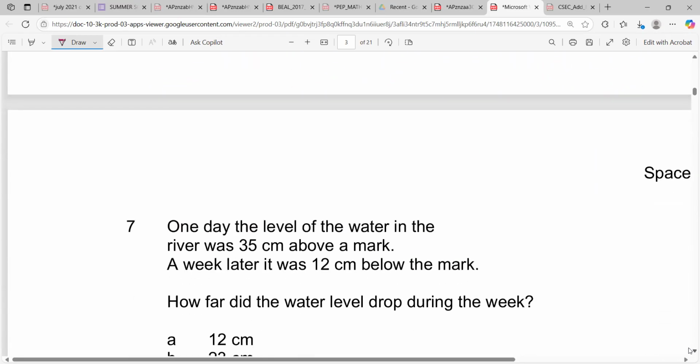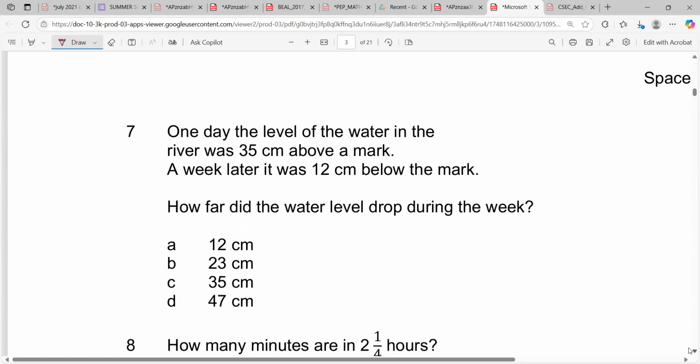For number 7, it says, one day, this is the problem one. One day the level of water in the river was 35 centimeters above, and then it becomes 12 below. So it drops from all of this, guys, and goes way down. So wouldn't it be 35 plus 12?